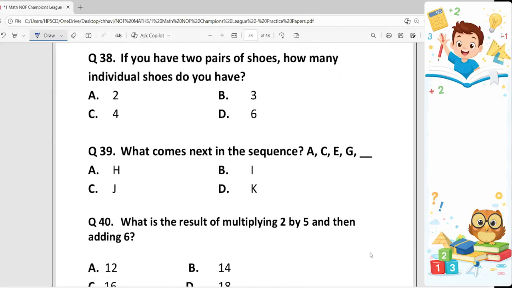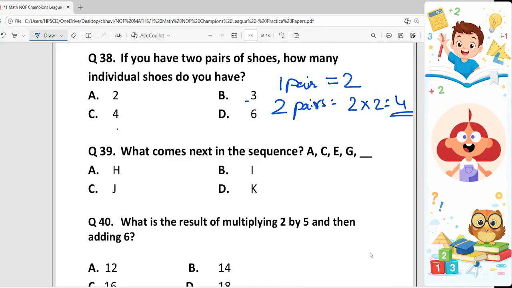38. If you have 2 pairs of shoes, how many individual shoes do you have? Now, one pair of shoes means 2, isn't it? Now, they're saying you have 2 pairs. So, 2 pairs means 2 into 2, that is 4. We have 4 individual shoes. Now, options are 2, 3, 4, and 6. So, our correct answer is option C.